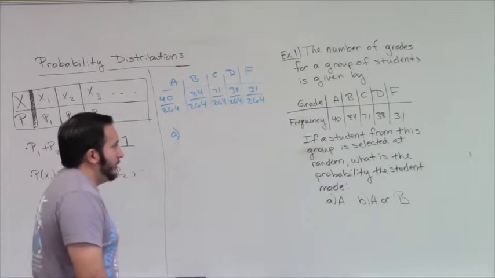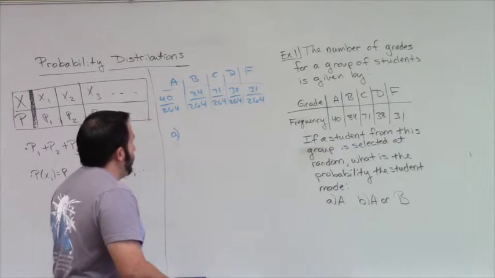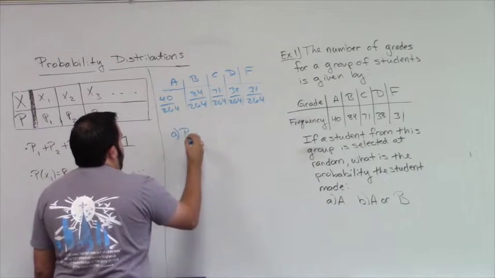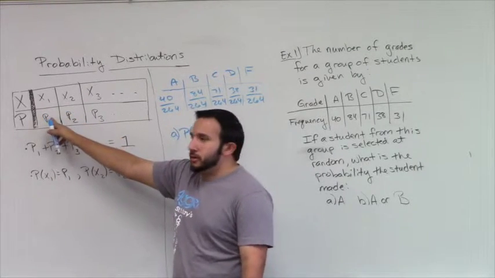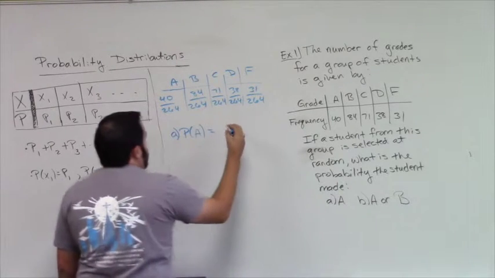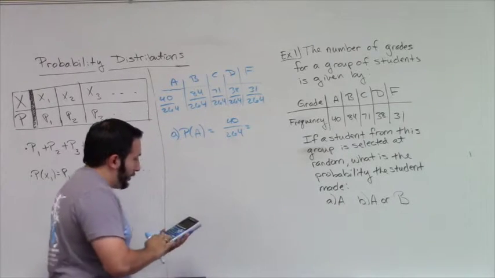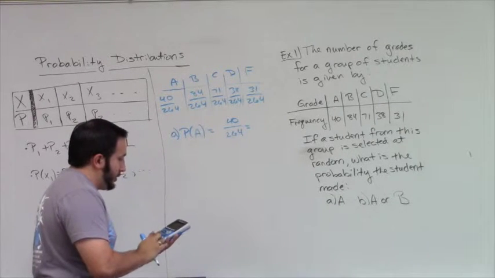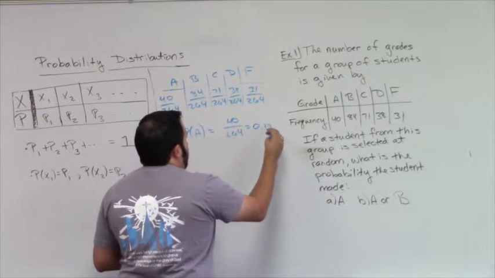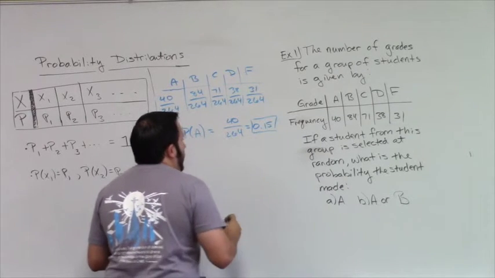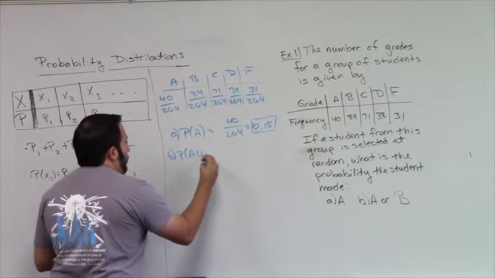Now that I have a probability distribution, I can go ahead and answer the questions. Let's take a look at part A. What is the probability that the student made an A? If I want to find the probability of anything, just look at the probability underneath. So it'd be 40 over 264. If you put that in our calculator, 40 divided by 264, you get roughly 0.15. It's about 0.15.